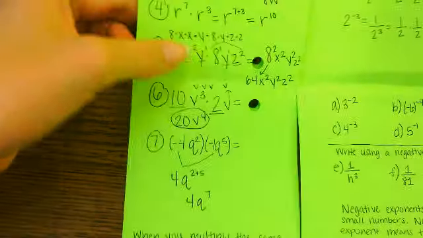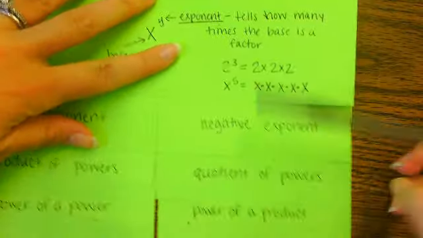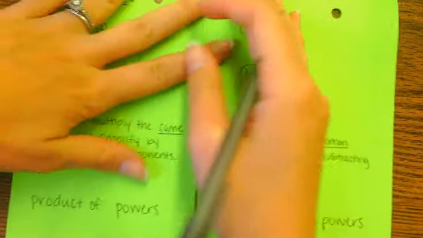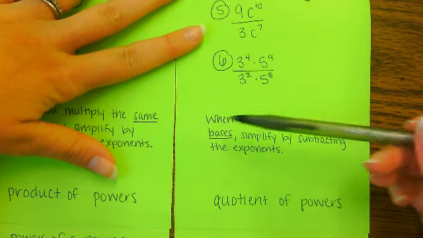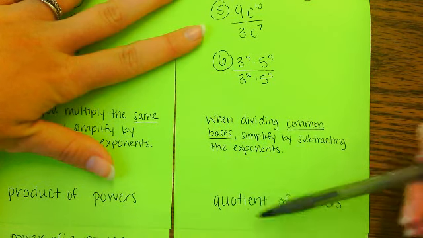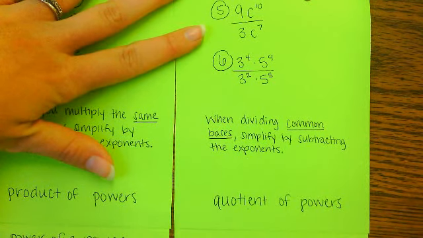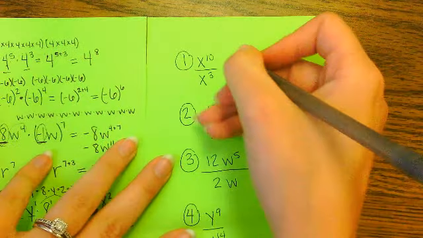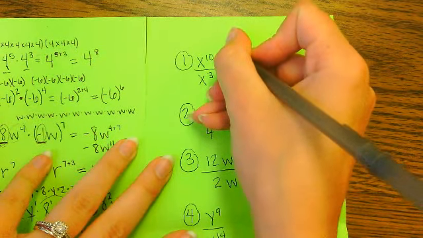Now we're going to look at quotient of powers. So still in the middle of your foldable. Go over to the right hand side. And our properties rule is when you're dividing common bases, quotient is the answer of a division problem. When you're dividing common bases, you're going to simplify by subtracting the exponents. Let's see what that actually looks like for a few, and then we'll start doing some shortcuts.